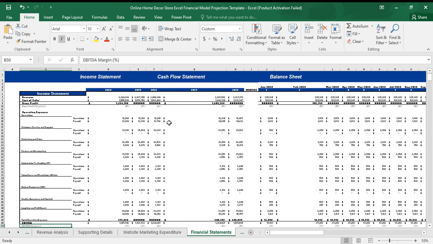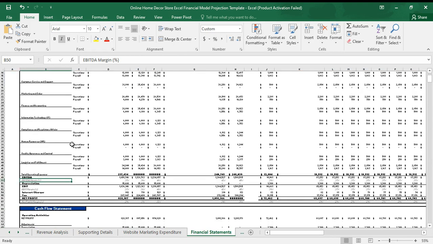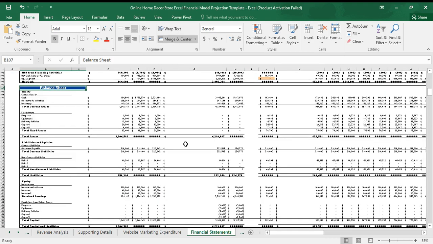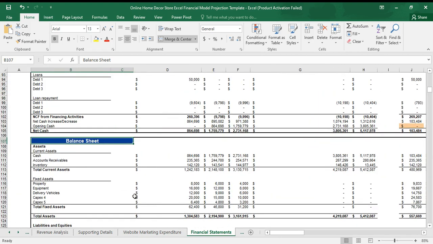Then we have the financial statements. Here we have included three major financial statements of the business: income statement, which shows the financial health of the business or the profitability of the business. Then we have the cash flow statement, which shows the cash position of the business, and the balance sheet, which shows the financial position of the business.